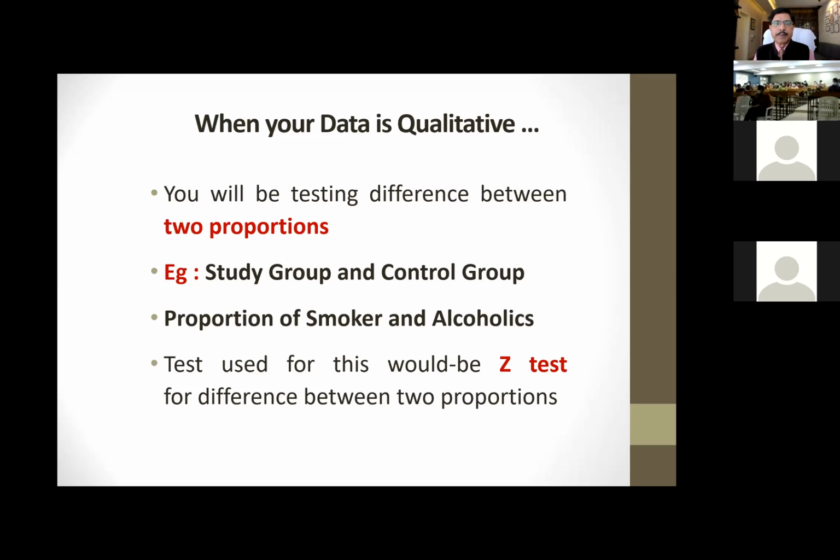Or you can say the proportion of smokers and alcoholics in a case of myocardial infarction. 100 cases of myocardial infarction have been taken. What is the proportion of smokers? What is the proportion of alcoholics in myocardial infarction? And compare them with those without myocardial infarction and compare the proportion. When you are comparing two proportions, the test that you need is what is called the Z test.